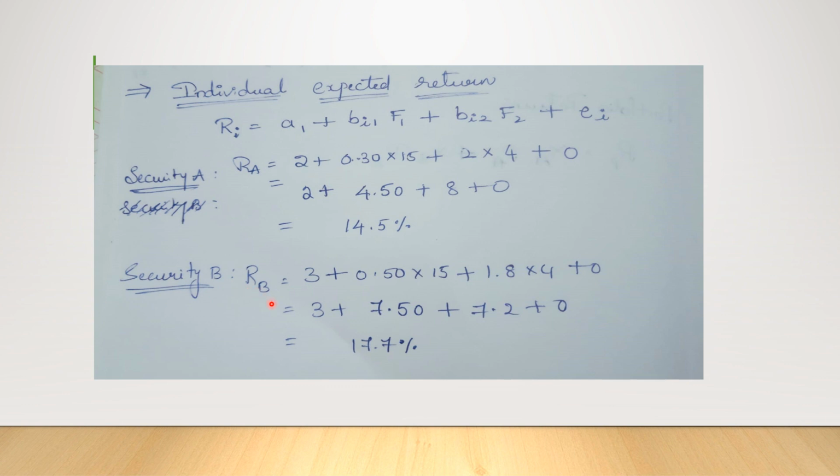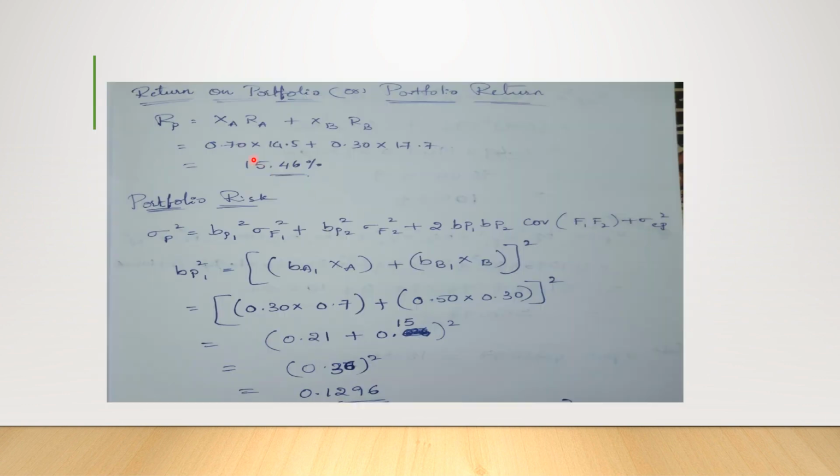Similarly you have to take it for security B. That comes to 17.7%. Next, coming to the portfolio return, you can put it in the formula: summation of XA into RA plus XB into RB. That is 0.70 into 14.5 plus 0.30 into 17.7, which comes to 15.46%.